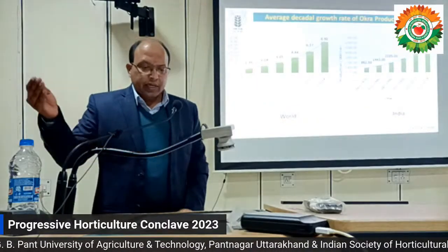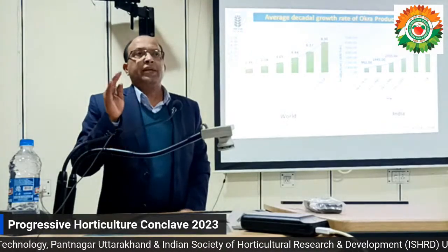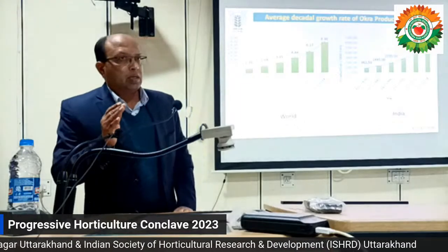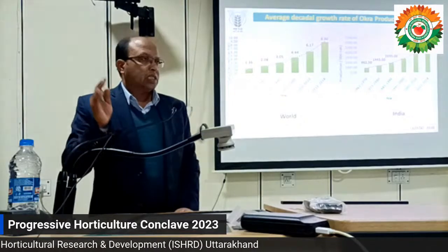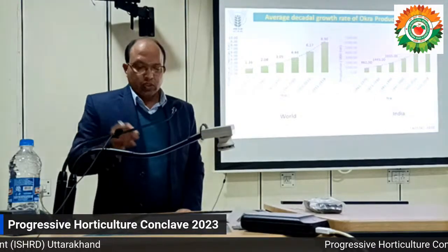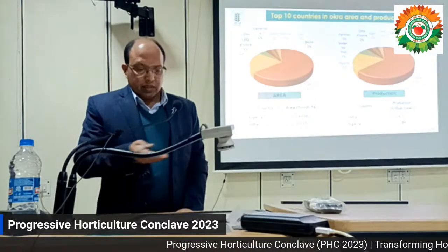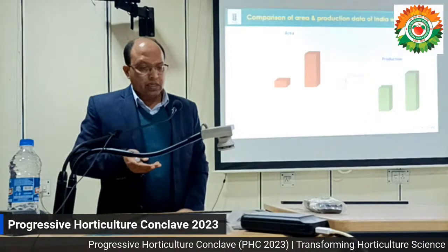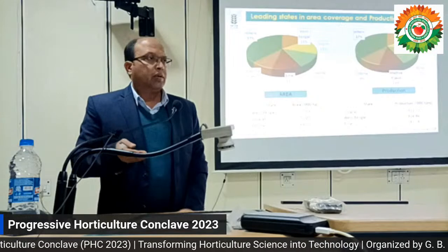With the growing trend of okra at the world level, we can see that more than 10 million tons of okra is produced worldwide. Out of that, more than 6 million tons, exactly 6.3 million tons, is from India only. So this much is India's contribution, and you can see this in the figure.